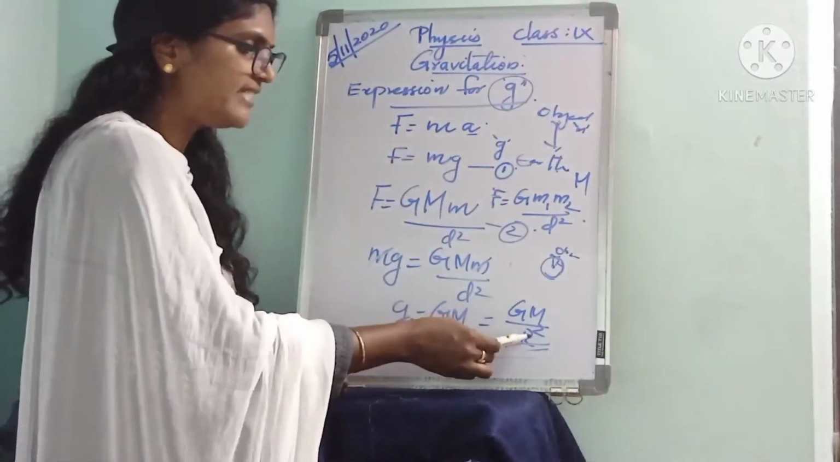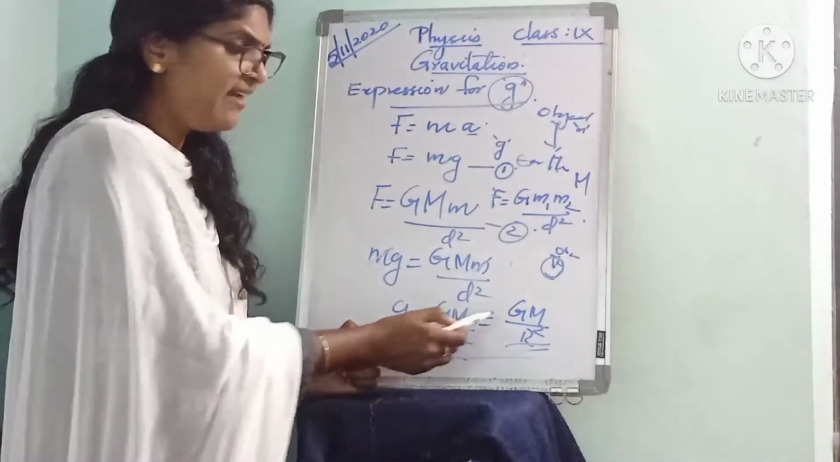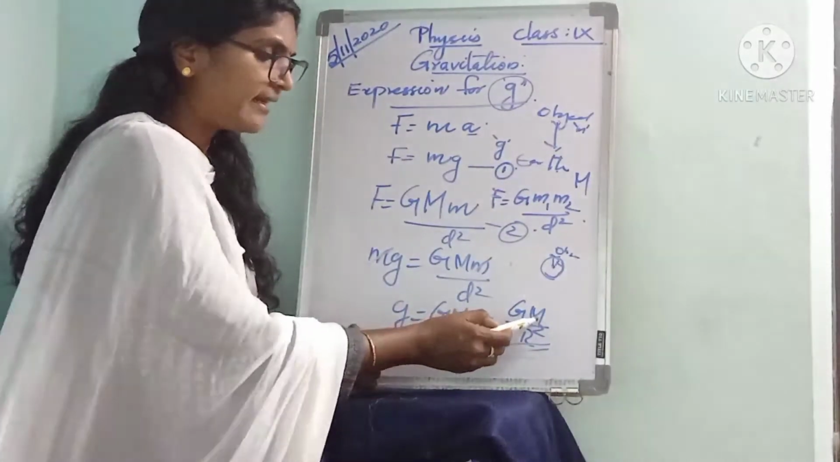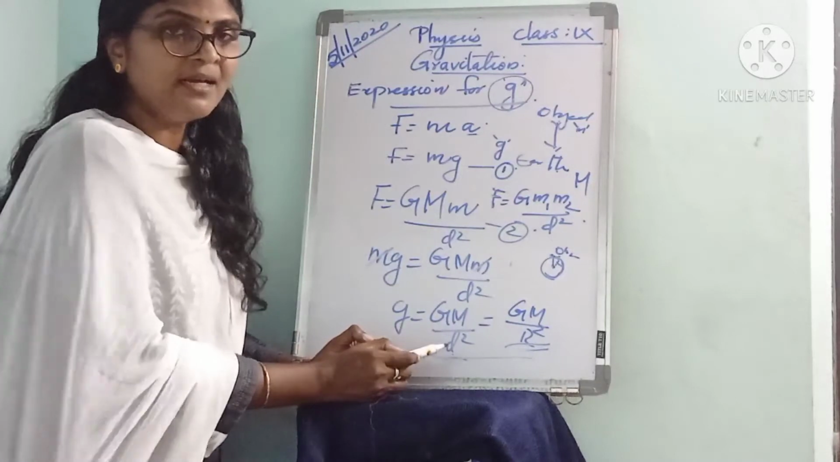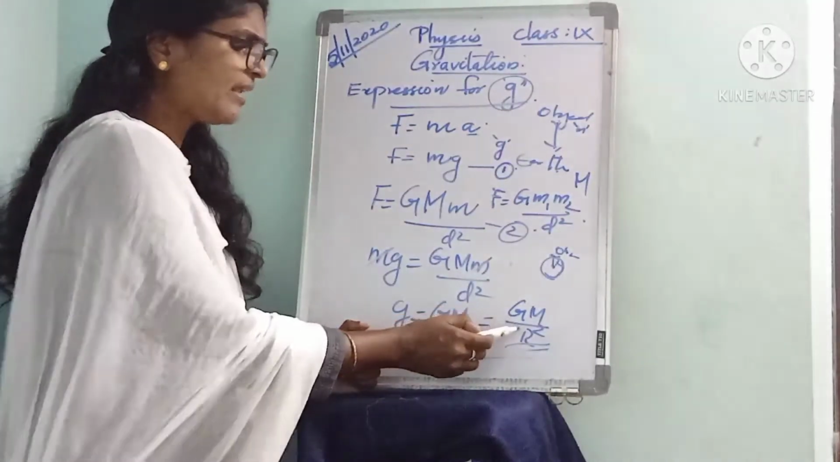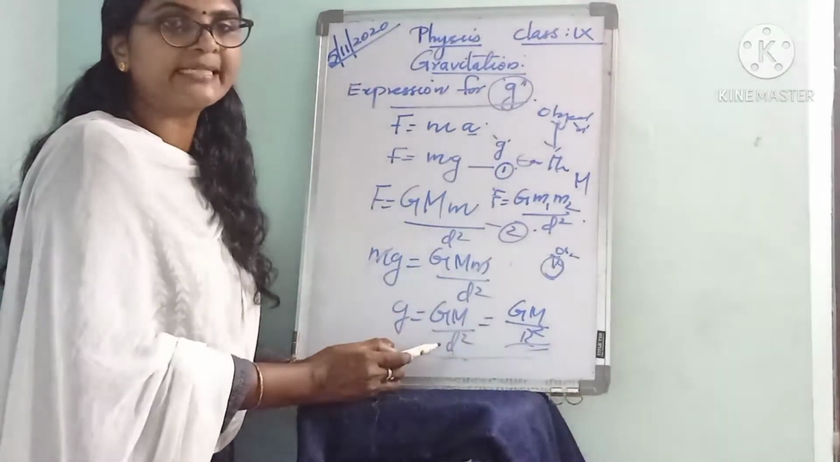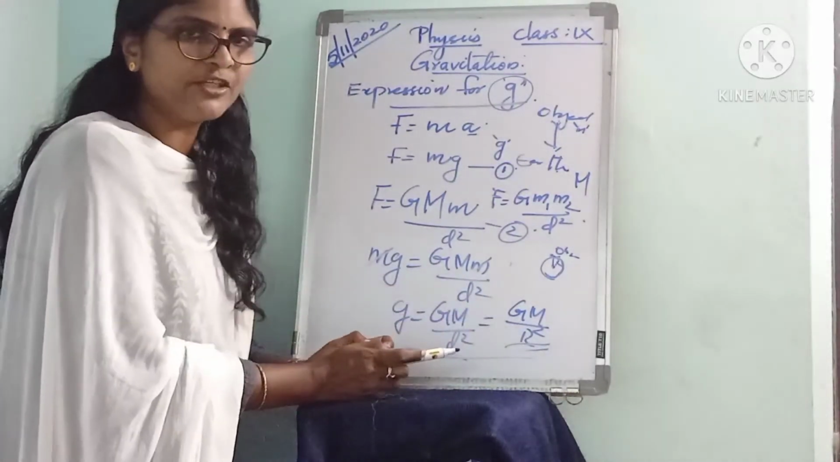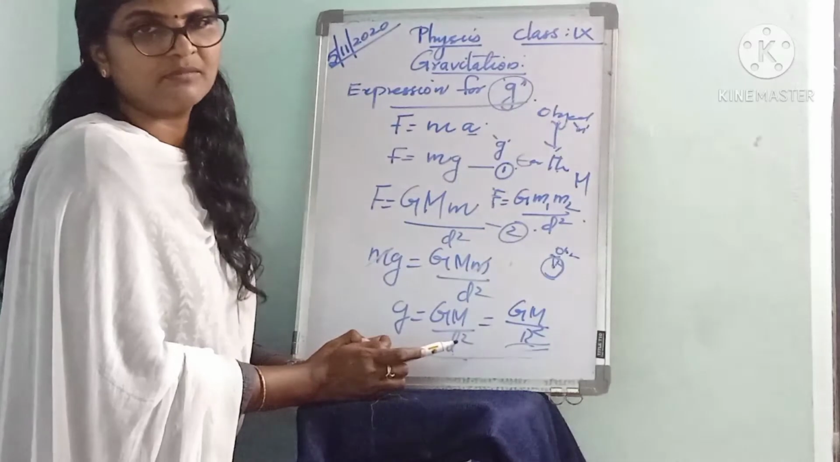This is an expression for acceleration due to gravity. Small g is equal to G M divided by r square, where capital G is the universal gravitation constant, capital M is Earth's mass, and r is Earth's radius. This is an expression for acceleration due to gravity, isn't it?